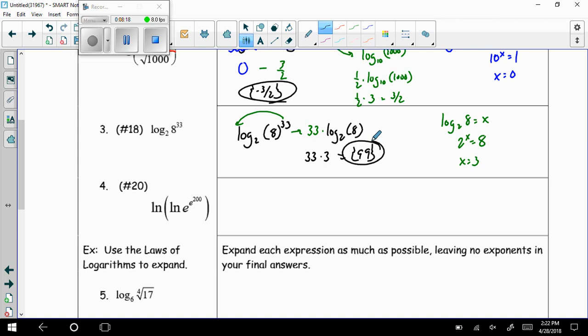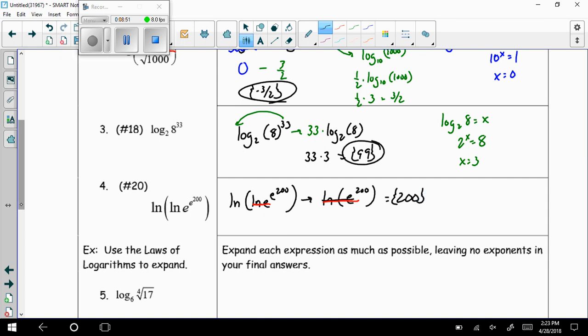And then last but not least, these are the fun ones. Anytime you have a natural log and an e, they will always cancel each other because they are inverse functions. And so in this case, those two cancel each other, which leaves us with the natural log of e to the 200. Another round, natural log and e cancel each other, which leaves us with just 200. So try not to overthink the natural log and e. If you see those next to one another, just remember that they will always cancel.